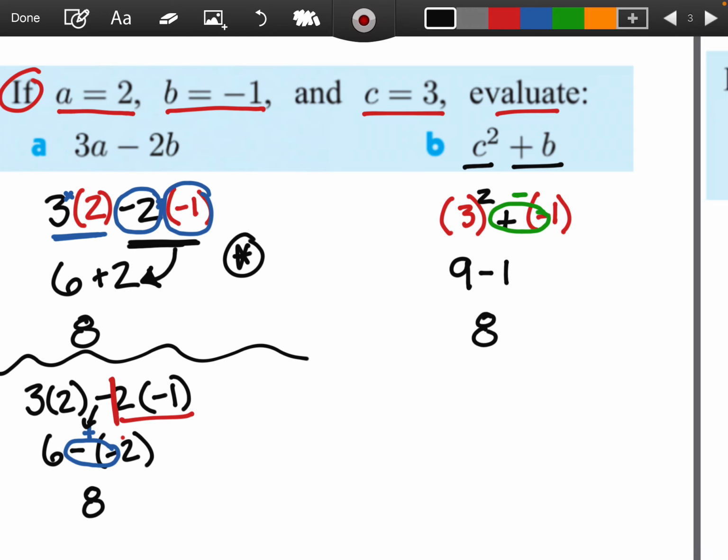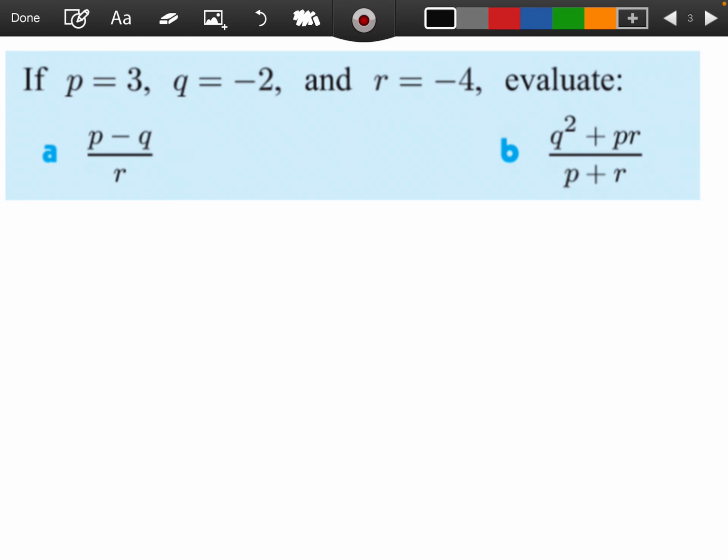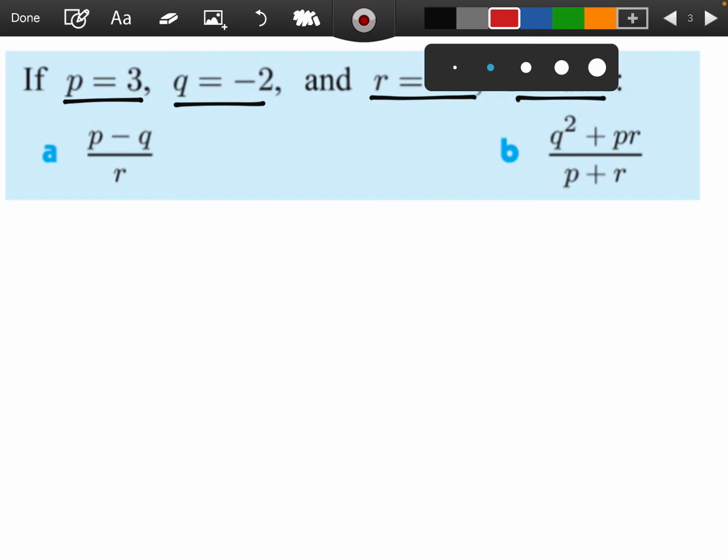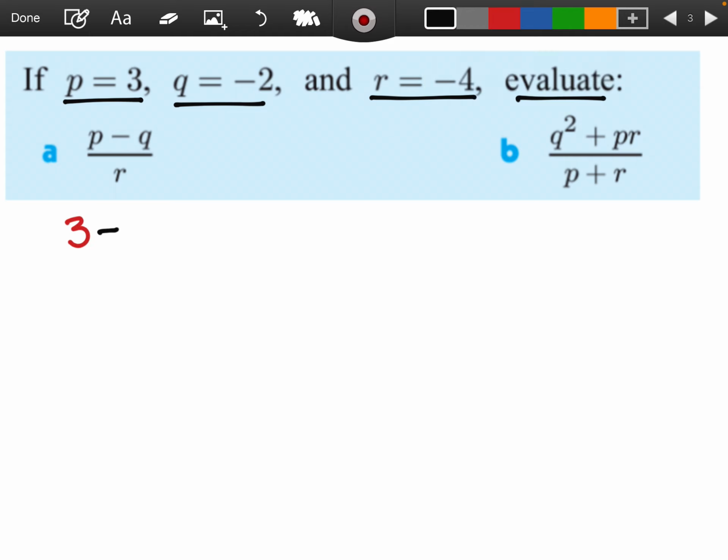Okay, let's look at a couple more examples. So slightly more complicated, maybe not more complicated, just larger. So we've got P is equal to 3, Q is equal to -2, and R is equal to -4. So we've got two expressions here using those variables and those values which we are asked to evaluate. So again, step 1, replace your variables with the given values.